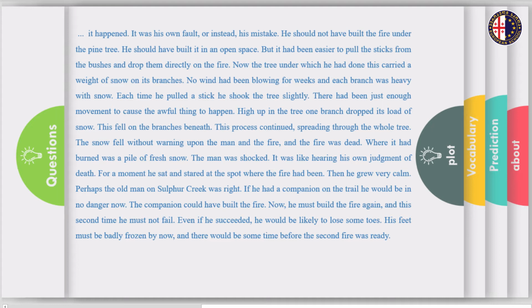Perhaps the old man on Sulphur Creek was right. If he had a companion on the trail, he would be in no danger now. The companion could have built the fire. Now he must build the fire again, and the second time he must not fail. Even if he succeeded, he would be likely to lose some toes. His feet must be badly frozen by now, and there would be some time before the second fire was ready.